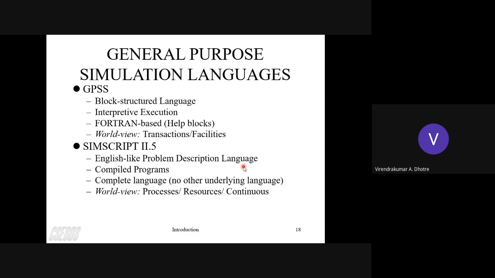To name a few: GPSS, SIMSCRIPT, Roman 2.5. So this is an English-like problem description language, which has compiled programs. It's a complete language, and we can have a world view. We can see the processes, resources, continuous in SIMSCRIPT. GPSS is a block structured language which has a base of Fortran. So we can view the transactions or facilities.